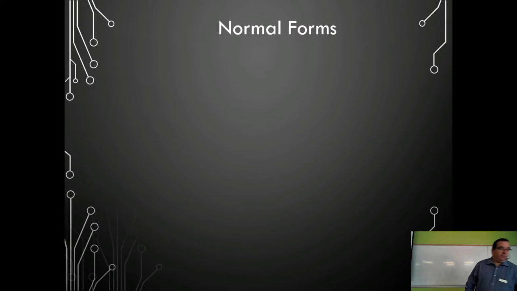So the first topic we're going to talk about is normalization. And I skipped the slide. That's okay. Normalization is a process to make sure your data structures are good. That's the simplest explanation of what it's for. There's a lot more to it than that.